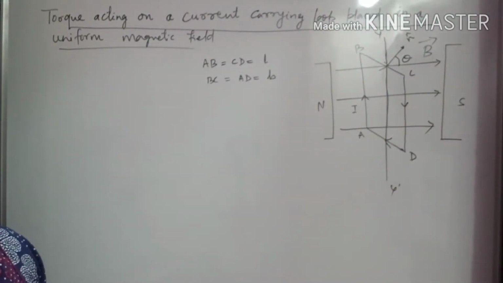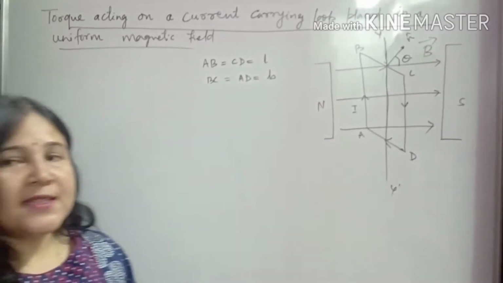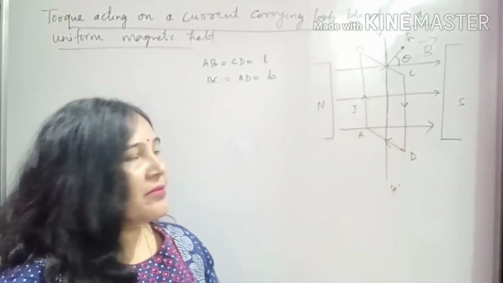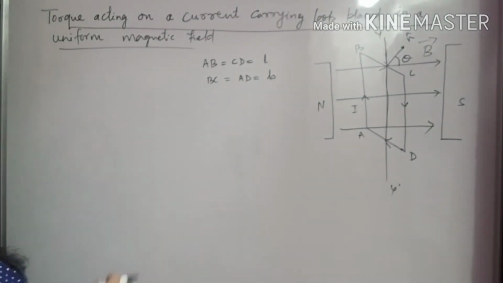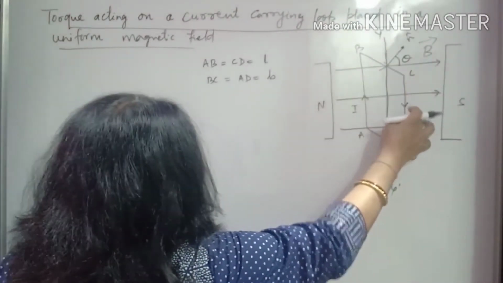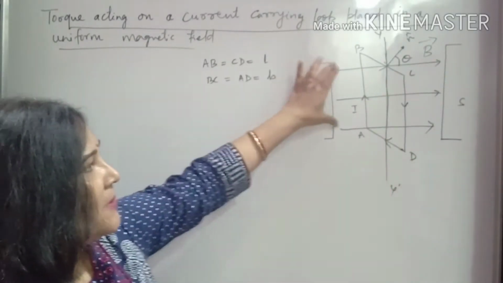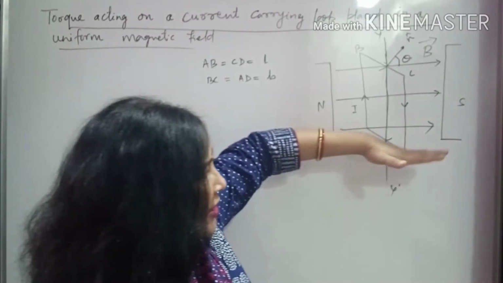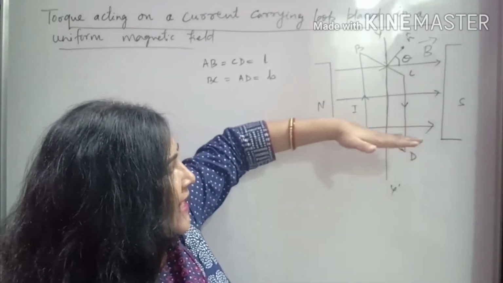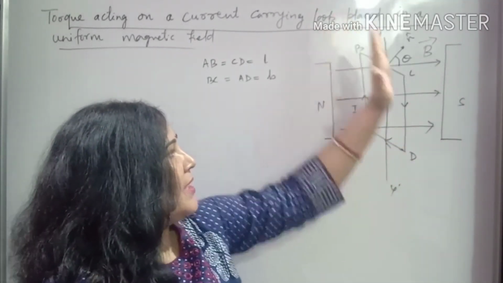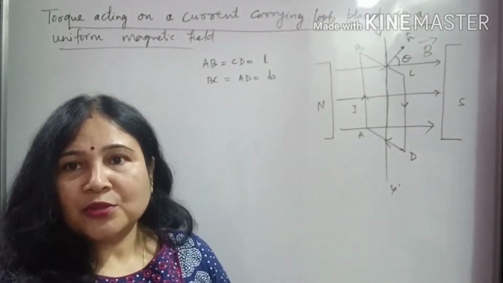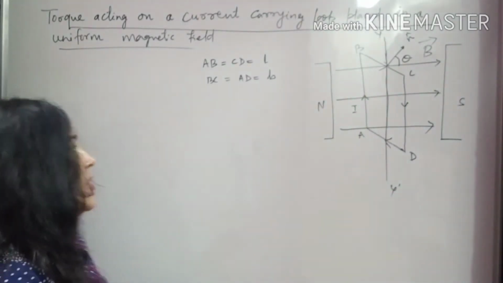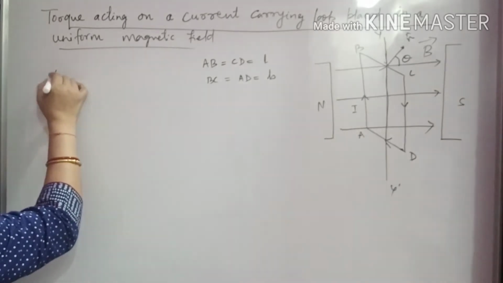Now we'll find out the force experienced by each section of this loop. First, consider the AB section and the CD section. These two sections are at right angles to the magnetic field, because the magnetic field is acting in this way, and AB and CD are both at right angles to this magnetic field. So we can find it first for this AB section.